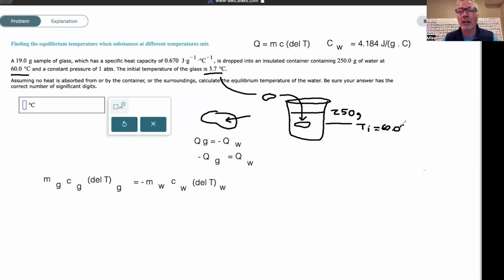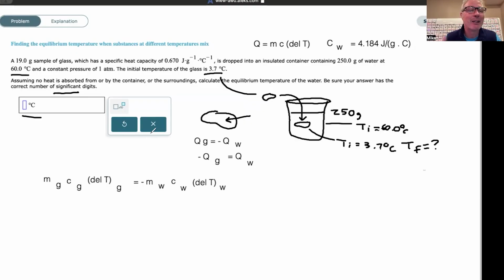And they didn't tell us the final degree C. We're going to have to calculate the finals. This thing was T initial of 3.7. And so now what we're going to do, gang, is T final for both of them is a big old question mark. And it's got to be in degree C, correct number of significant figures.